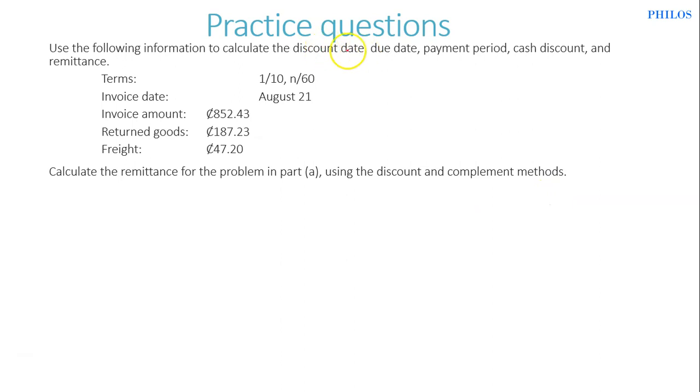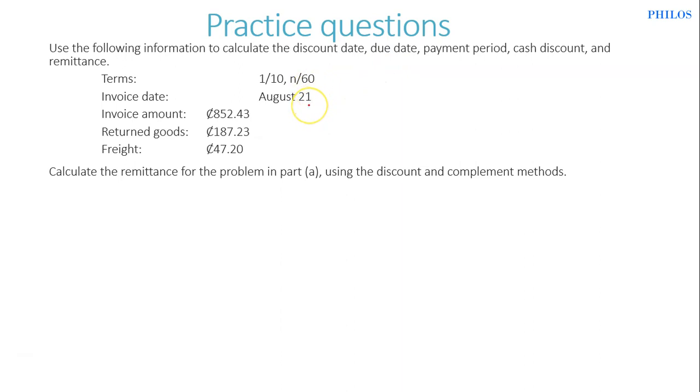Now to find the discount date, since the invoice date is August 21, we add the 10 here to 21, and that will give us 31. Now, how many days are in August? We have 31 days in August. The 31 is no more than the number of days in August. So that means that the discount date is 31st August. When you add 10 to 21, you get 31. So that's 31st August. To get the due date, we add 60 to 21.